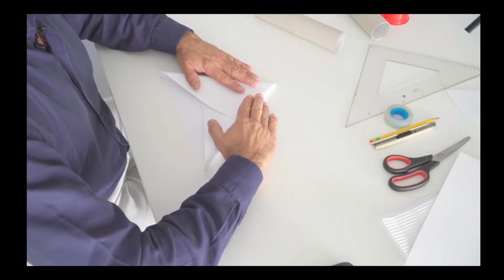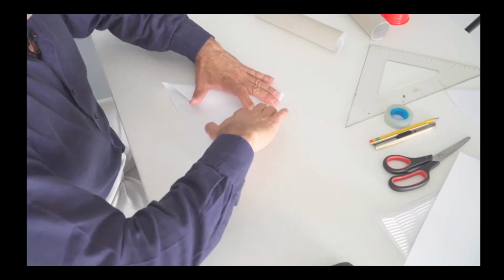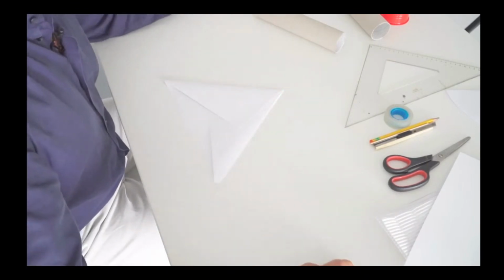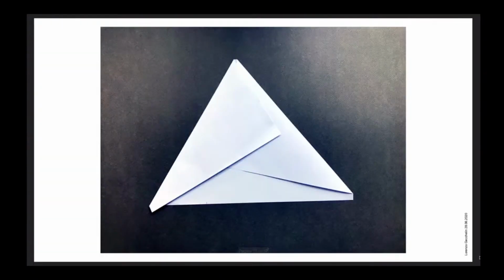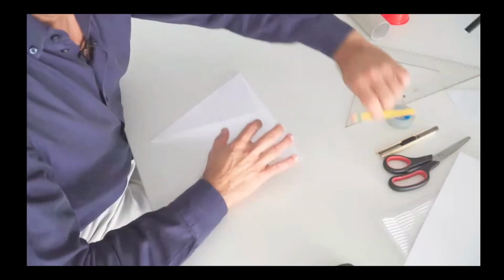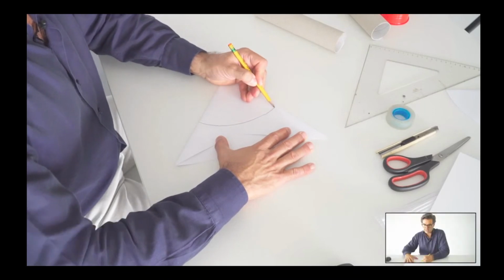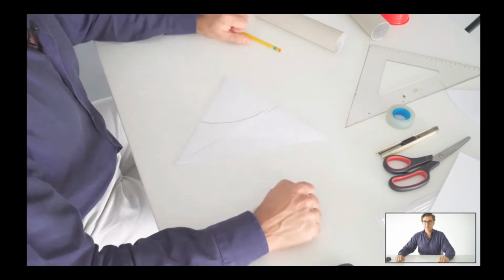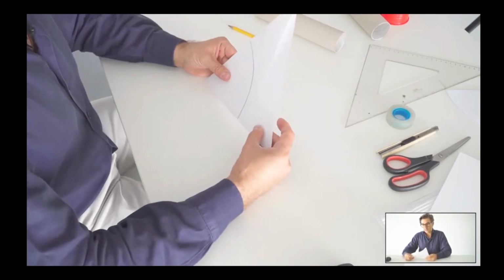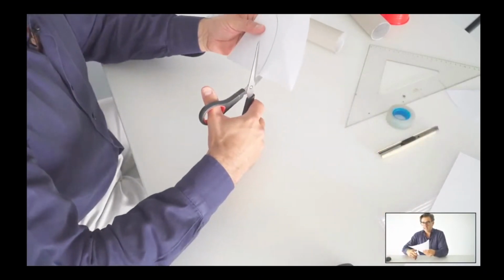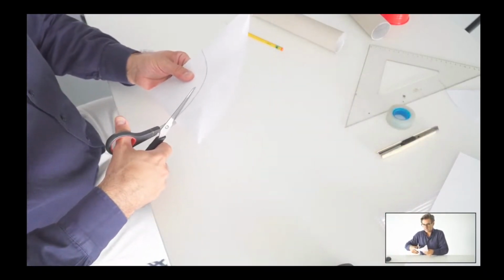If you follow these directions and then you firmly bend the paper, you should get something like this. I'll show you also in another picture. So once you have this, I want you to draw an arc like so, in order to create a more harmonic shape. And once you have this trace, you simply cut it like so.